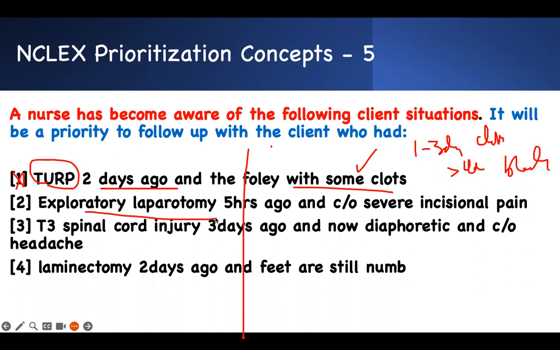Exploratory laparotomy 5 hours ago, complaining of what? This is a distractor, severe incisional pain. I whack your belly. Of course, you're going to have pain. We got to give you some medication. Don't worry about it. T3 spinal cord injury 3 days ago, and now with what? Diaphoretic, complaint of headache. Anything injury above T6, and they present like that, tachycardia, bradycardia, diaphoretic, headache, hypertension, they have autonomic dysreflexia.